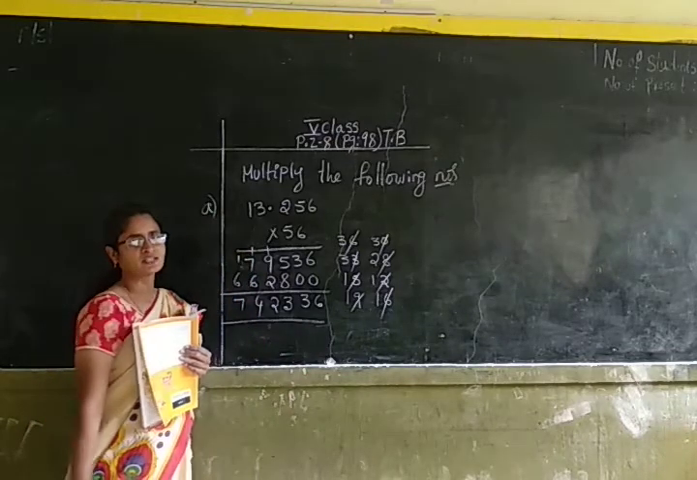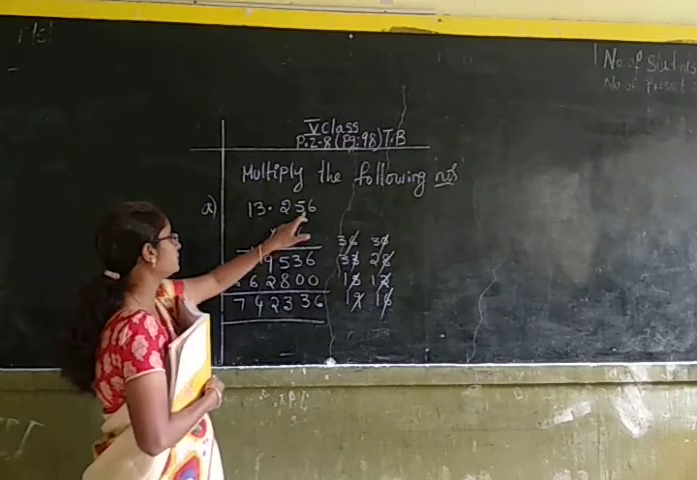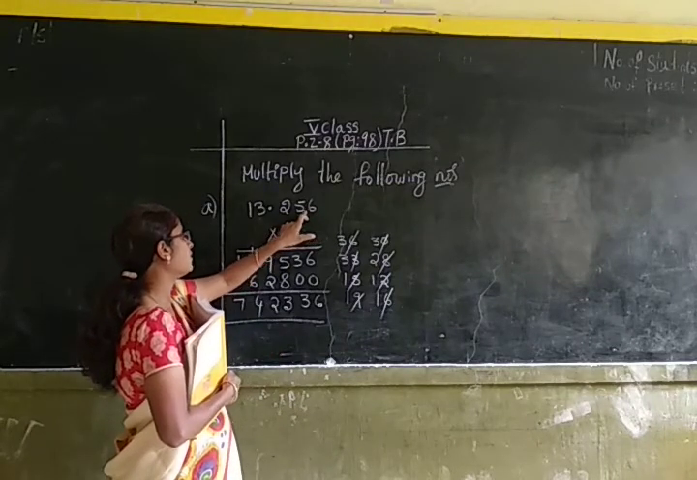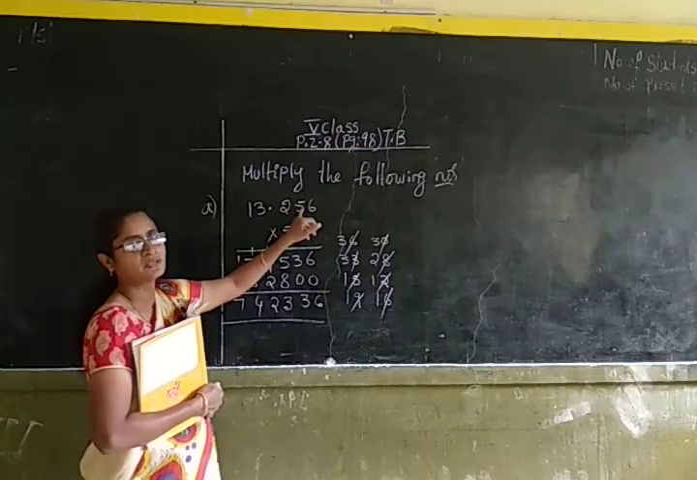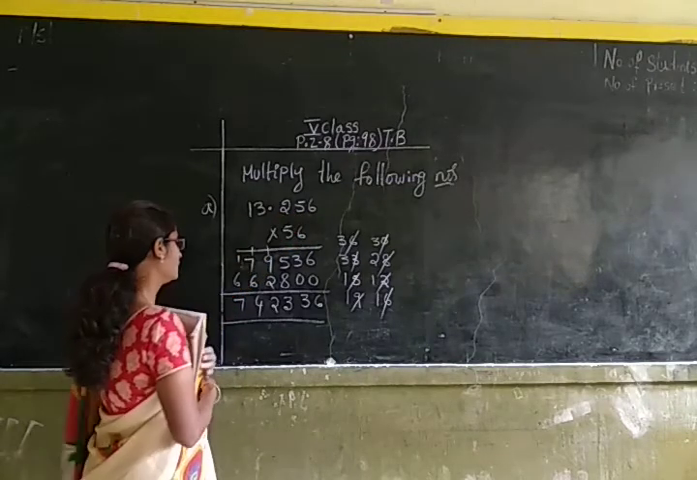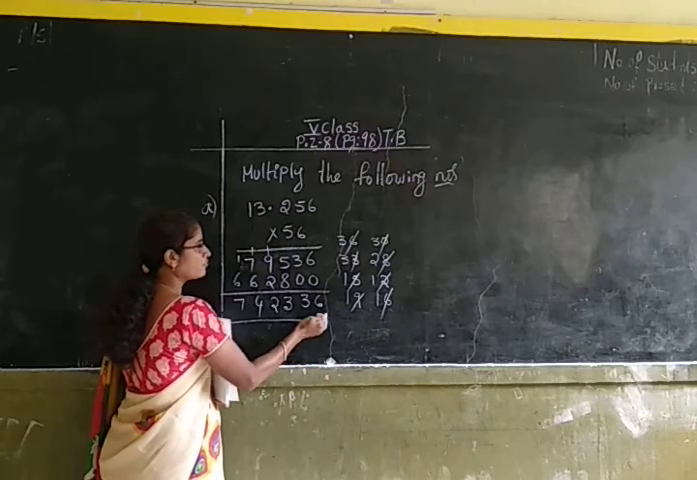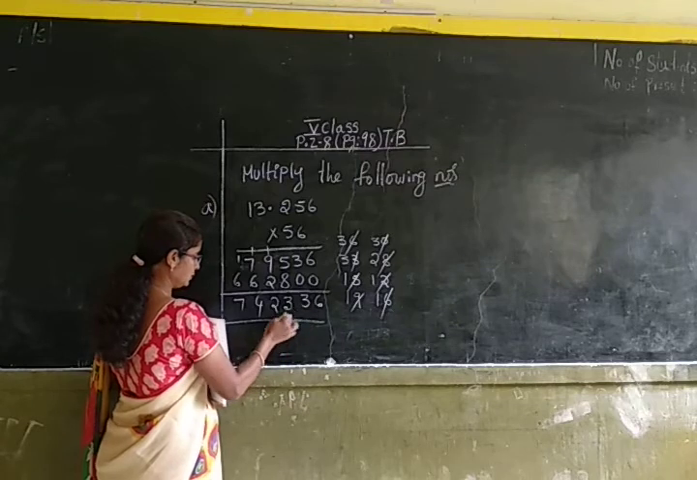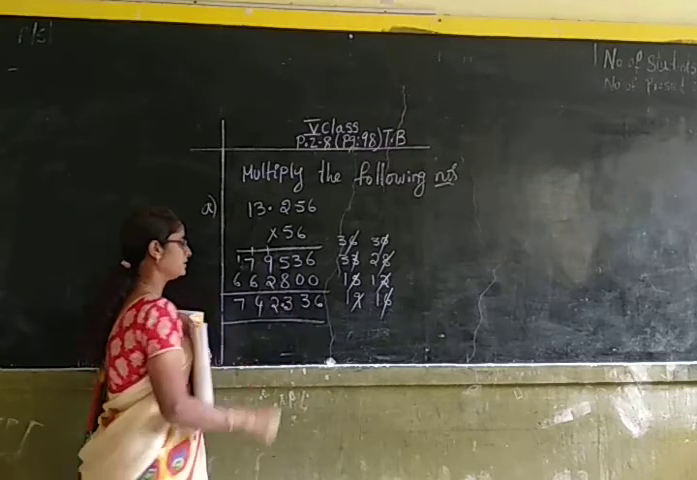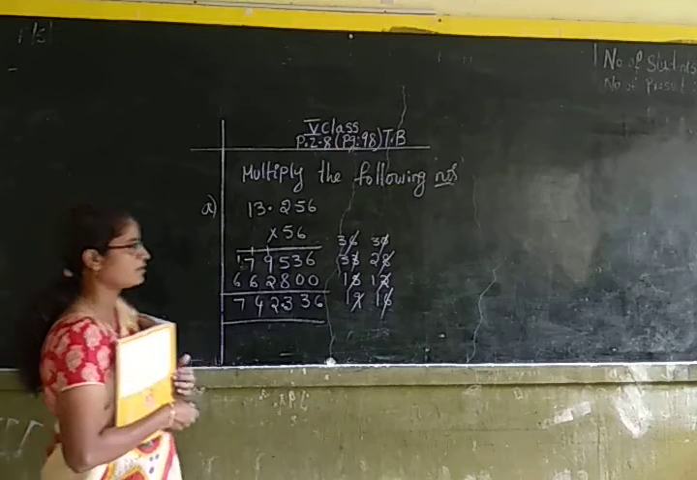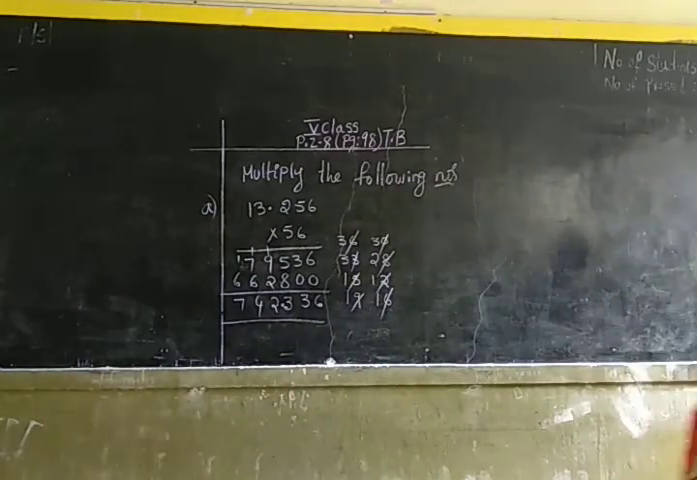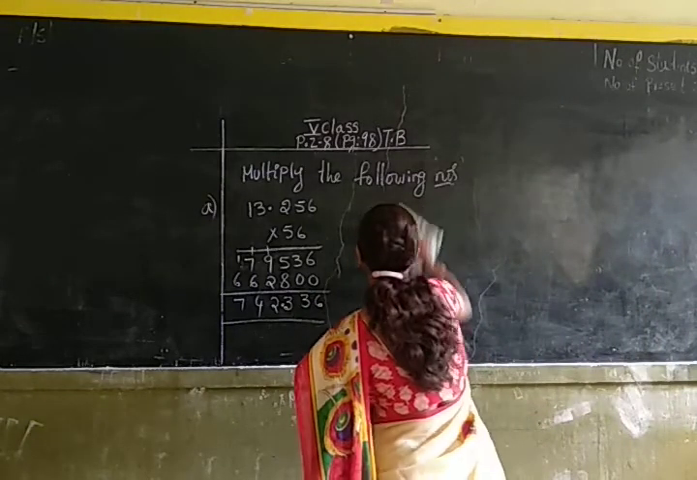Now we have to place the decimal point in the answer. Here the multiplicand is having the decimal point after 3 digits. So in the answer also we have to place the decimal point after 3 digits. We have to count from right side to left side. 1, 2, 3. Okay children, this is the way of doing the multiplication. Here we have multiplied a decimal number with a whole number.